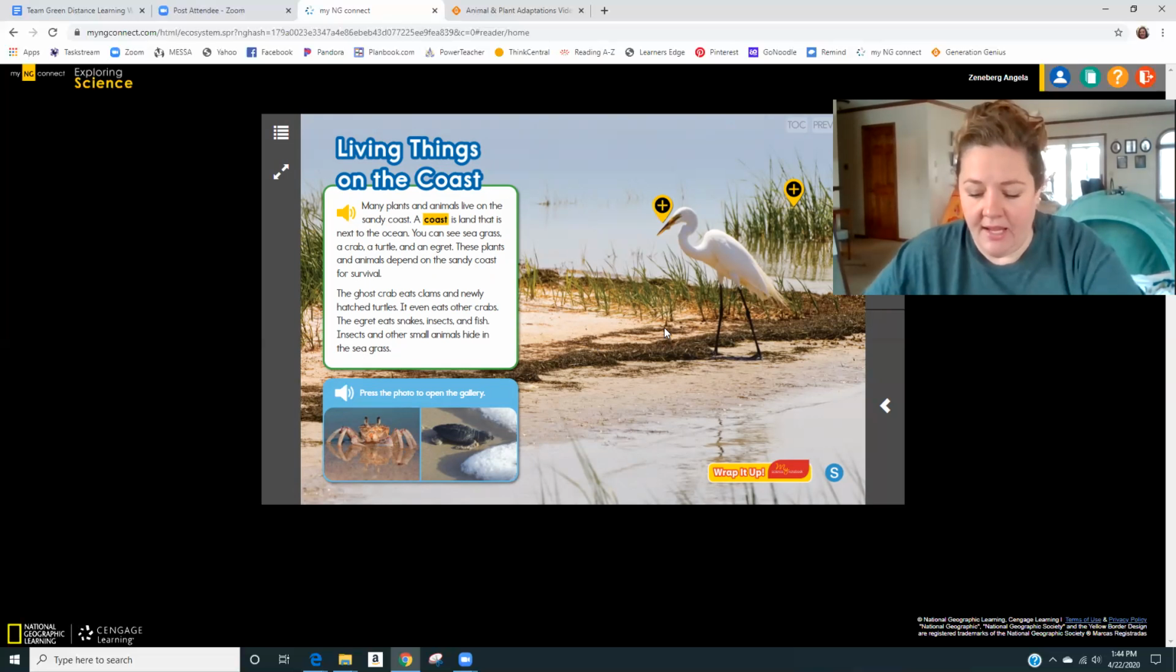So not only do we have animals and plants, which are all living organisms, but we also have non-living things in the environment. And all of those things working together make the perfect habitat for these types of animals. So we have the sand, we have rocks, we have soil, we have water, we have the air, we have sunlight. Those are some examples of the non-living things.